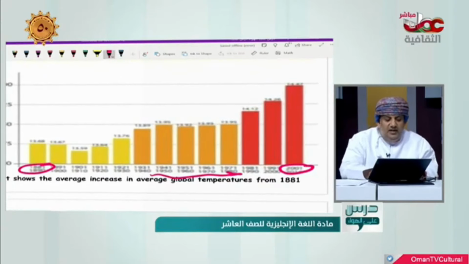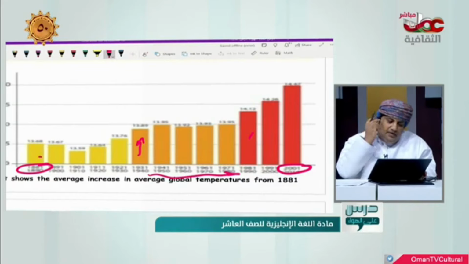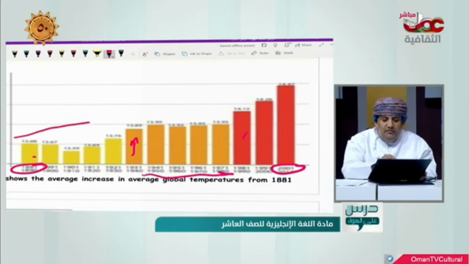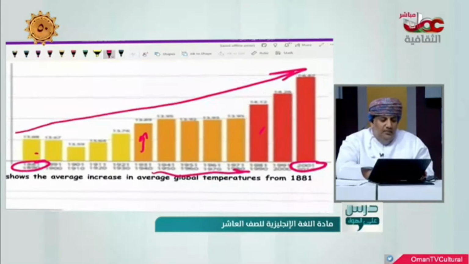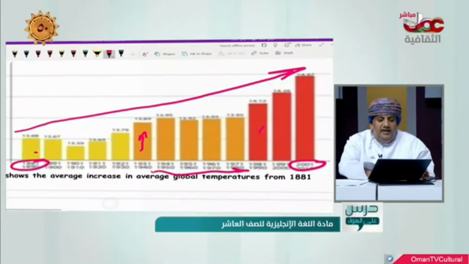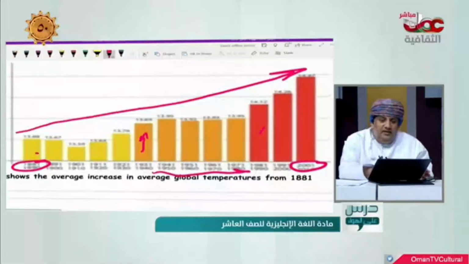So as you can see here, the color changed from yellow to orange to red. So that means the temperature is increasing from down to up. So the chart shows the increase in average global temperatures from 1881 to 2020.